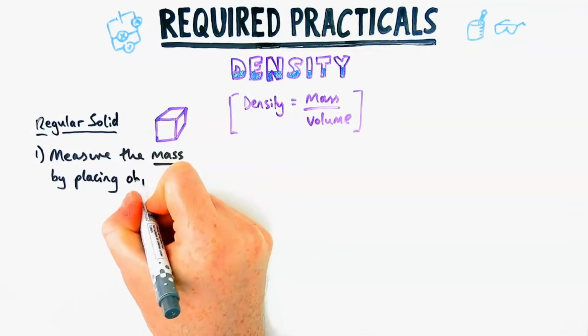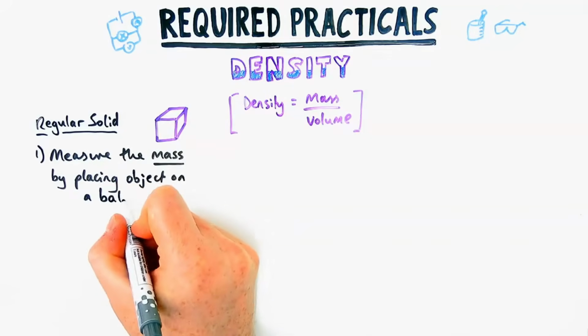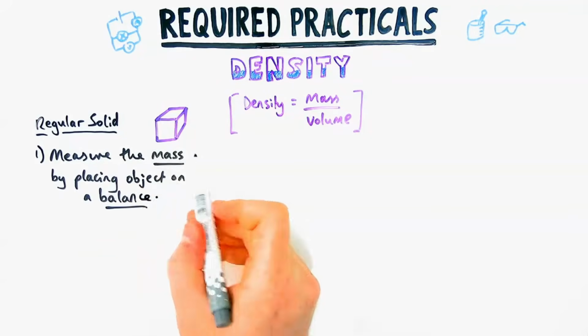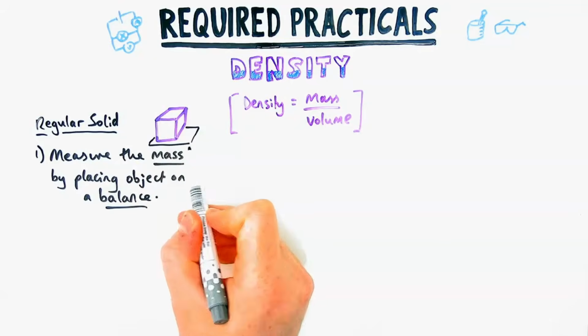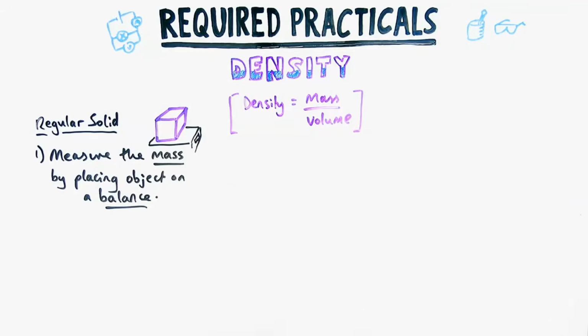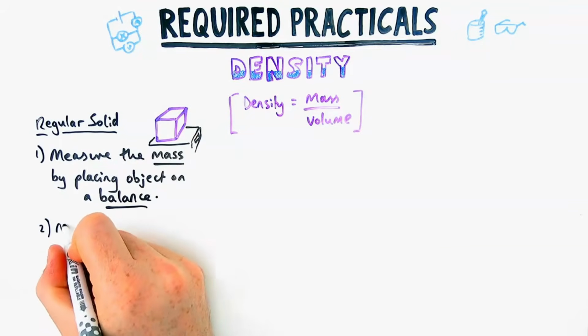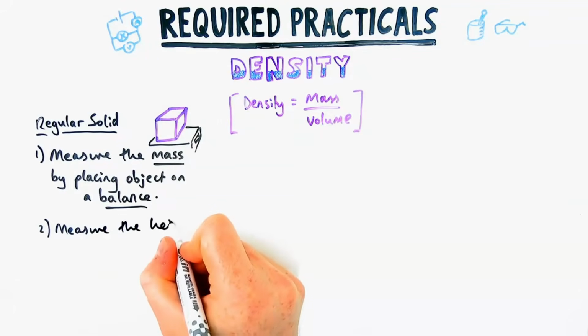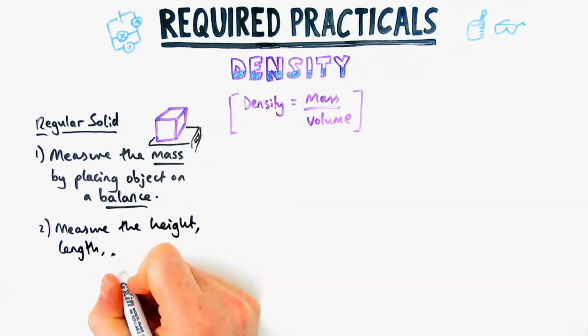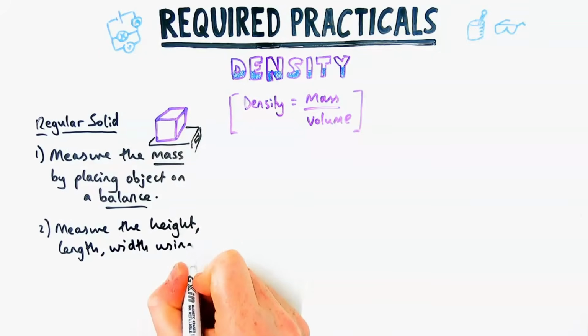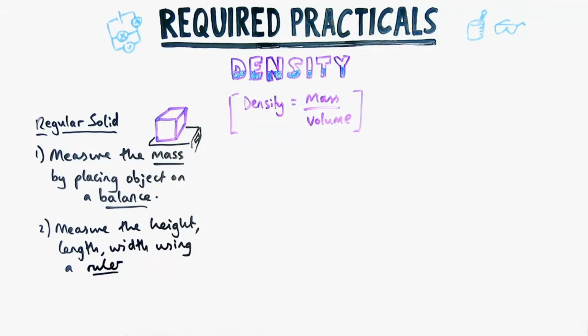To find the mass, we place the object on a balance. Now, balance comes up in mark schemes. I wouldn't say scale, because scale could be a scale of anything, or measuring scales is fine. I prefer balance. So that's the easy bit. Next, to measure the height, the length and the width of the object, we are going to use a ruler. Please make sure you include your equipment. It's an obvious one, but ruler.